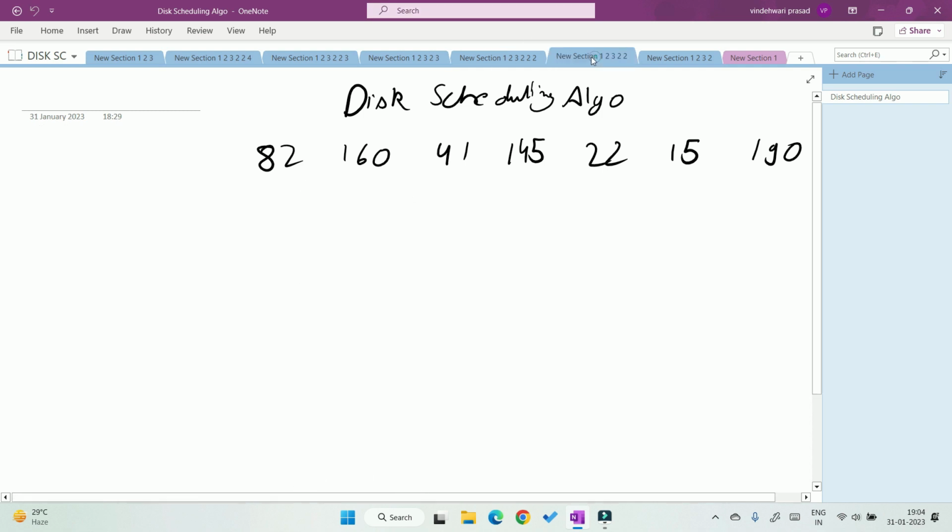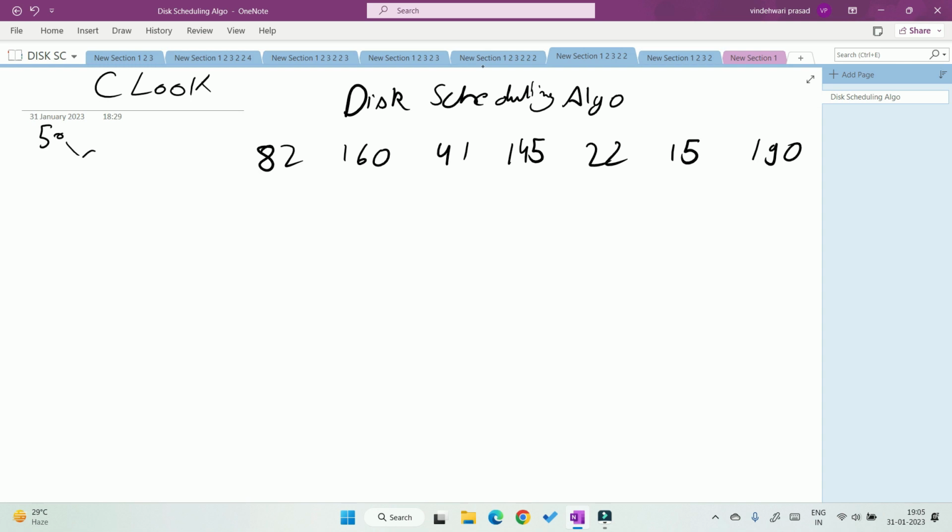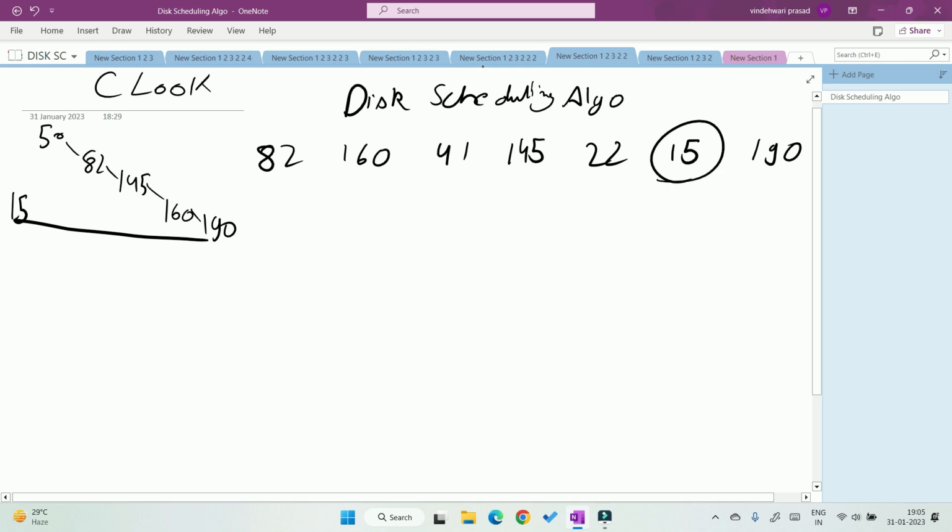And the last algorithm is C-look. What happens? C-look is similar to circular scan. 50, 82, 145, 160, 190. Rather than going in the backward direction, it goes to the first one, which is 15, because 15 is the first one. Then again it starts moving to 22, 41.